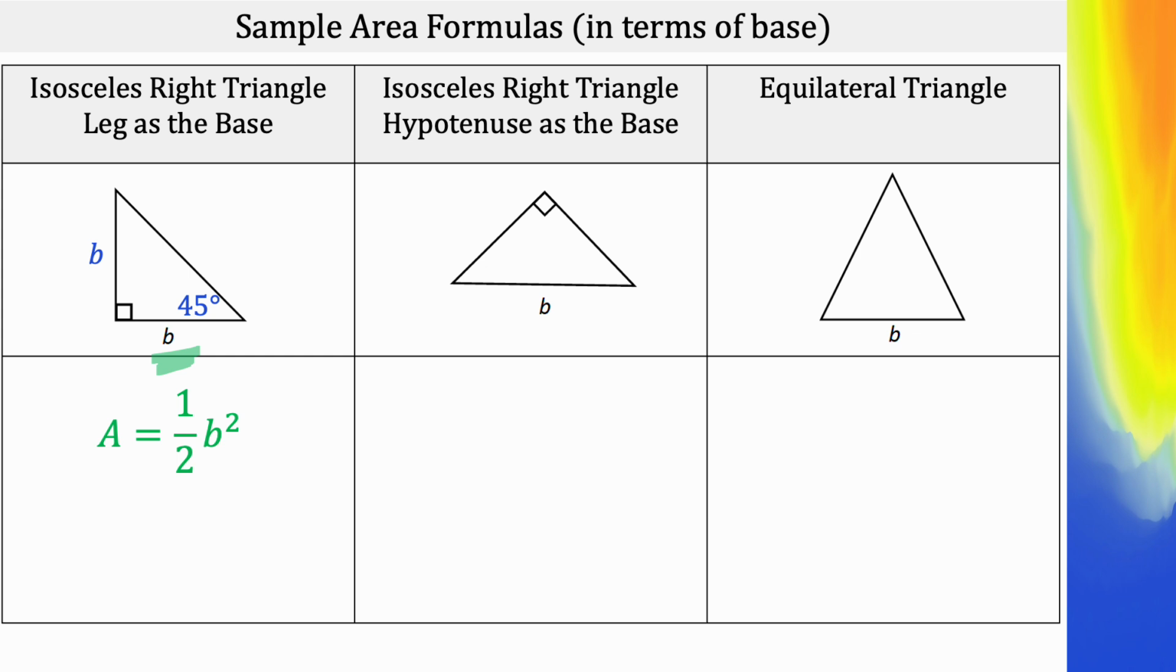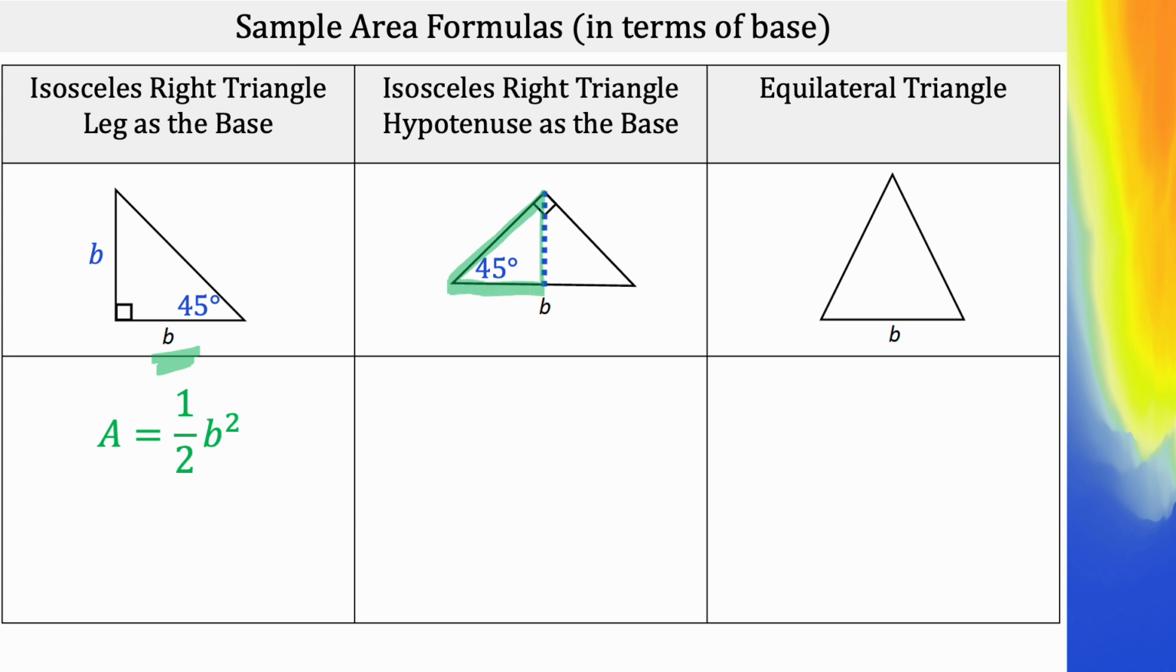Now, if I take that same triangle and turn it over so that its hypotenuse is the base, it's still a 45-45-90 triangle, but I need a height in order to find the area. So if I drop that height here, I've gotten now another little 45-45-90 triangle.